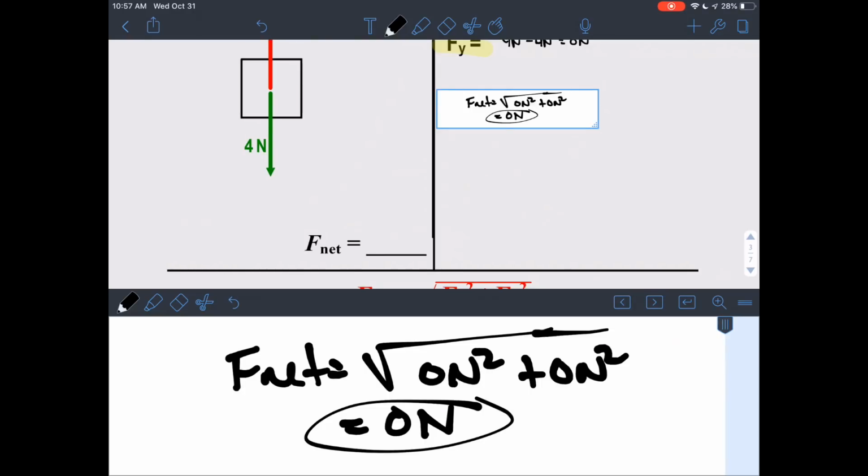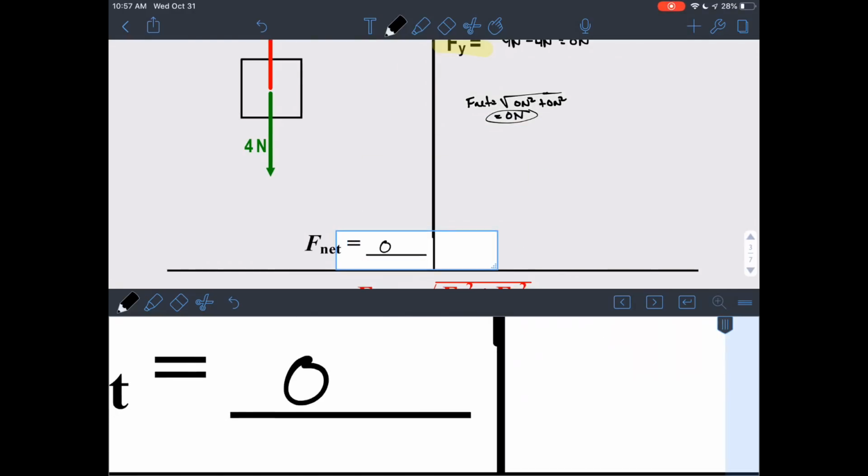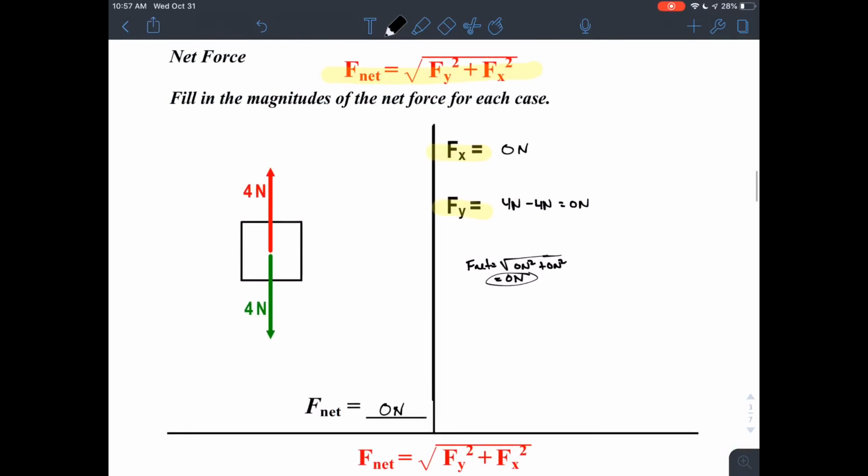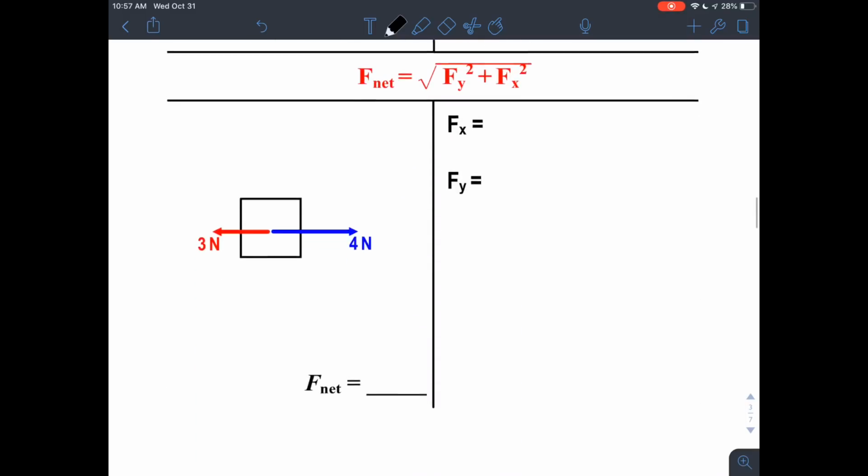So in this case, we see that our forces cancel. There are no horizontal forces, so our net force is 0. This object is in equilibrium.